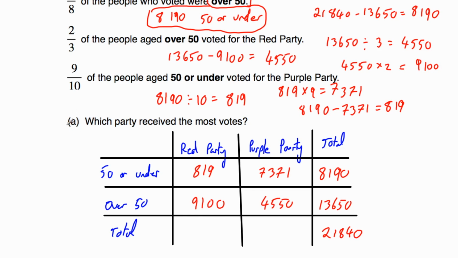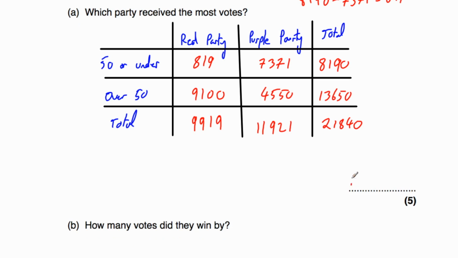And we'll be able to then answer part A, who received the most votes. So 9,100 plus 819 would be equal to 9,919. That's how many people voted for the Red Party. And in terms of the Purple Party, you can see that's going to be more already. 7,371 plus 4,550 is equal to 11,921. So which party received the most votes? That's the Purple Party. So let's write that down. The Purple Party.